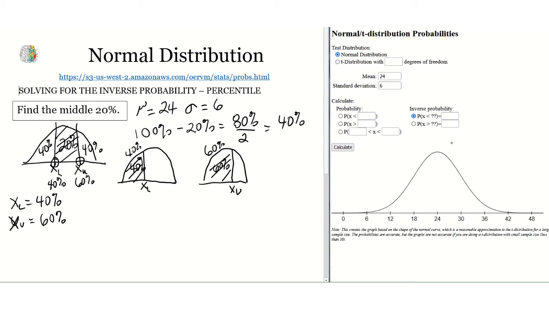So I'm going to solve for those two, and then I'm going to take the difference between the upper and the lower, which is going to give me my middle 20%. So this is what I'm solving for. Let's go ahead and put in my calculations. For my lower boundary, I'm going to get the probability that X is less than my lower boundary, and I'm going to set that equal to 40%.